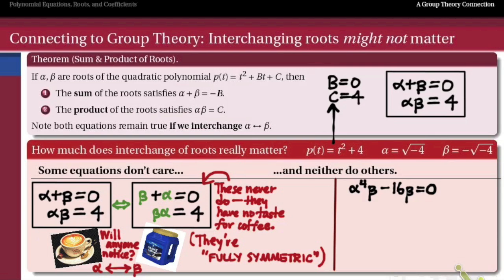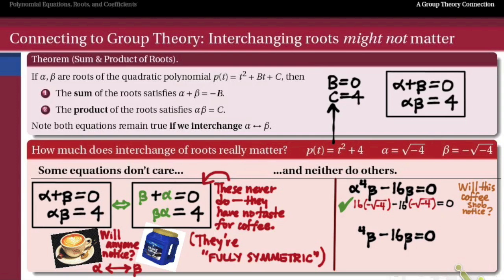Alpha to the fourth beta minus 16 beta equals 0. Check this one out. Sure enough, if I put alpha and beta, as listed, into this equation, we do get this equation to be satisfied. But this looks like a really fussy equation. Will this coffee snob notice if I trade out its gourmet coffee for instant coffee? So let's swap alpha with beta and see what happens. So I get beta to the fourth alpha minus 16 alpha equals 0. If I put, again, my same alpha and beta into this equation, it turns out that it's still satisfied. So this equation, even though it looks really fussy, doesn't notice when we trade out alpha with beta.